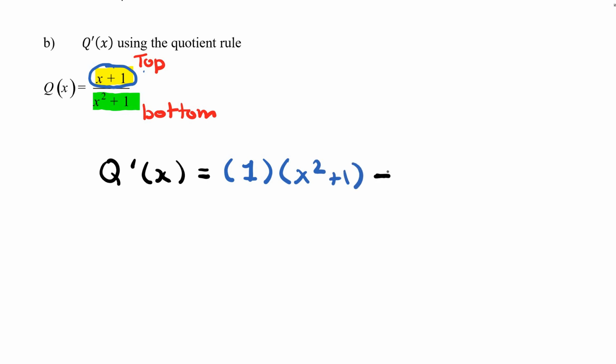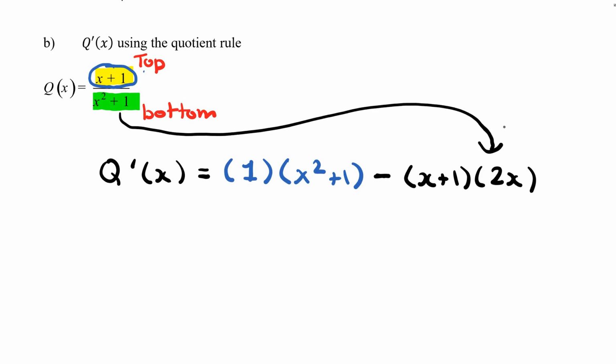And then you subtract that from the top times the derivative of the bottom, which is going to be 2x, right? So the derivative of the bottom is 2x.